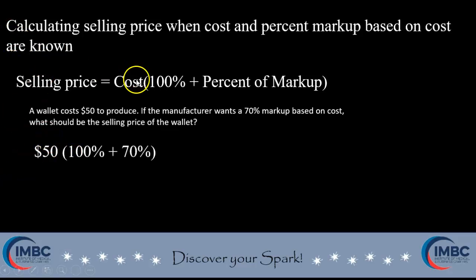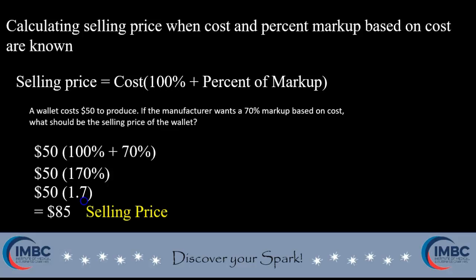Okay, so cost, 50 to produce. Here's the rest of the formula, 100% plus percent of markup. We look in the word problem, 70%. So $50 times 170%. We need to make that 170% the decimal equivalent. So now it's $50 times 1.7. Again, I'm happy if you guys use calculators, just plug it in, and we come up with an $85 selling price.